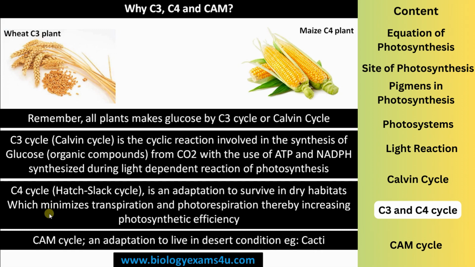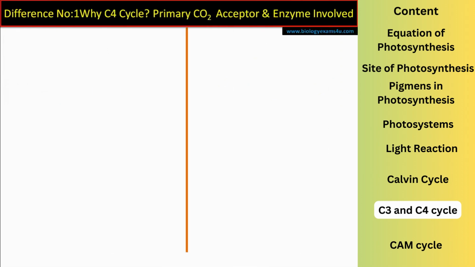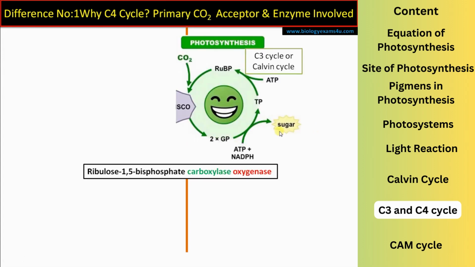So the most important thing is the C3 cycle is the cycle that is in all plants that is responsible for the synthesis of glucose. Wheat is a C3 plant and maize is a C4 plant. Now moving into the differences. First difference number 1, why C4 cycle? Primary carbon dioxide acceptor and the enzyme involved in the first step. Let us discuss the most important enzyme in the process, that is Rubisco. This is a Calvin cycle.